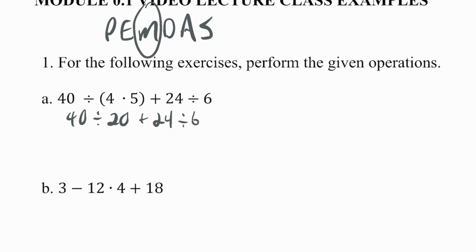Next is multiplication, but really, it's multiplication and division left to right. So both divisions go at the same time. So 40 divided by 20 and 24 divided by 6. So I'm going to have 2 plus 4, and then last I have addition subtraction, so I get 6, right?